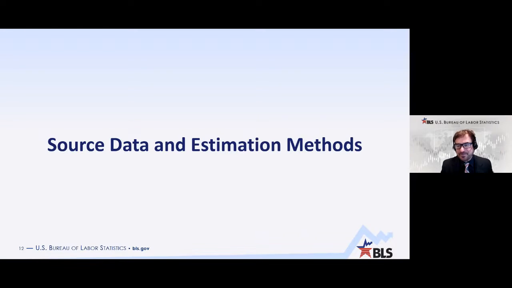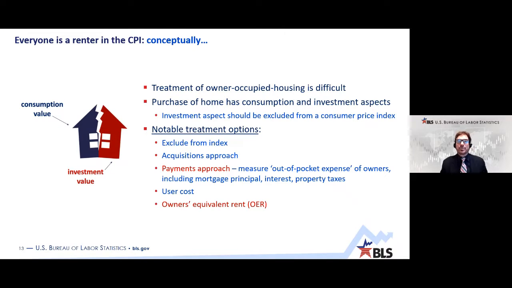So here we go. First, I want to start with this conceptual question. Why do we have OER in the first place? Why do we not simply directly include in the CPI the purchase and resale of owned homes? It's a great question, and there's a great debate about this in the price index number literature. But the main reason that we do not include and track home sales is that the purchase and the resale of homes has an investment component to it. And for the CPI, we want to measure only spending on consumption.